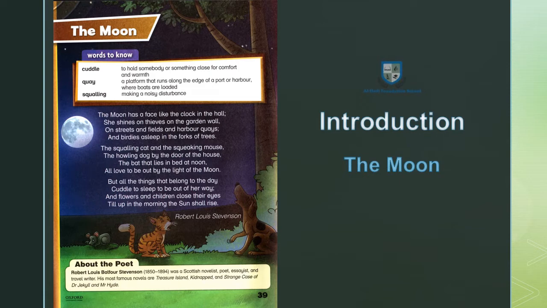Today, we are going to start lesson number 4, part B, from Modern English of class 3, the moon. Basically, the moon is a poem. In this poem, the poet tells us about the moon, who shines for everyone in every condition.